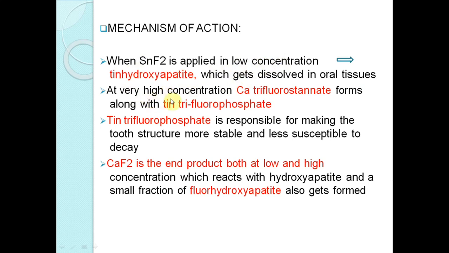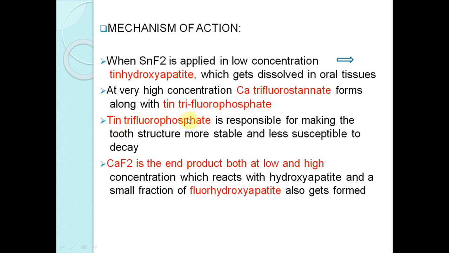But when we apply at very high concentration, what happens is there is a formation of calcium trifluorostannate. So this stannous fluoride reacts with the calcium of hydroxyapatite and forms calcium trifluorostannate. At the same time, there is another product which is known as tin trifluorophosphate. So these two products will be formed once stannous fluoride is applied at very high concentration. Okay, at low concentration, there is not much action, only tin hydroxyapatite forms. At high concentration, these two products are formed, calcium trifluorostannate and tin trifluorophosphate.